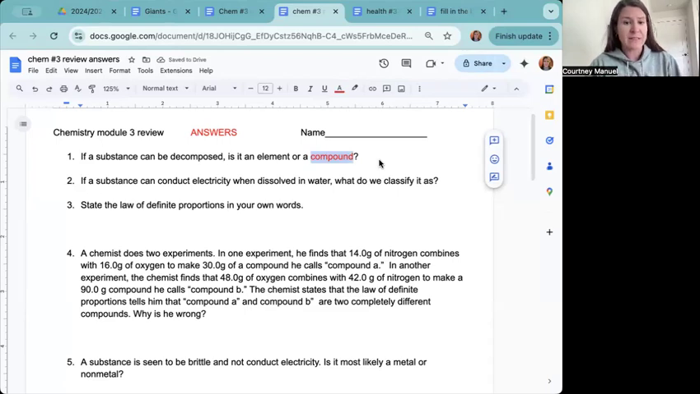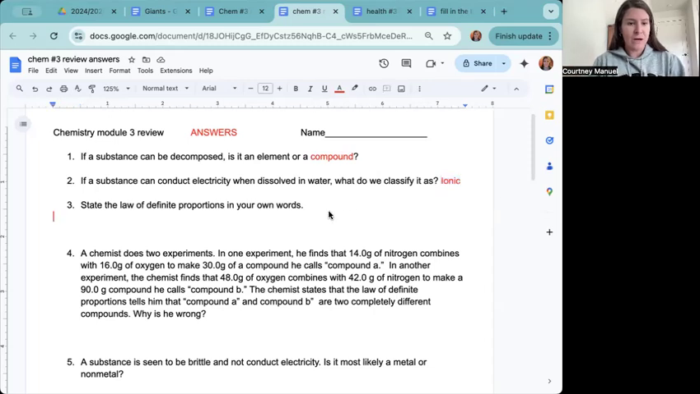Okay, next one. If a substance can conduct electricity when dissolved in water, that thing has to be ionic. That's when we did the lab, the thing that made bubbles. So that's going to be like your salt. Remember, ionic means something that's a metal and a non-metal.